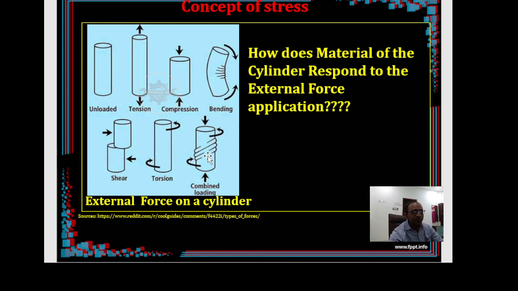Now the question in our present discussion is, how does the material of the cylinder respond to the external force application? What happens inside the material? That's what we are interested in. Right? When you apply this external force, maybe in any one of these forms, a tension force or a compression force or a bending force or a shear or torsion, or a combined loading, any one of these forces or external loads may be acting on this cylinder, then what happens to the material inside the cylinder? Right?